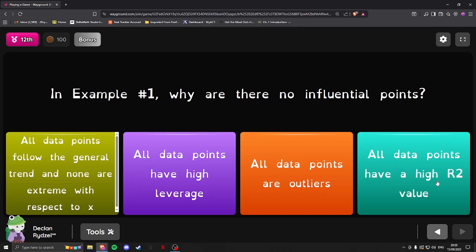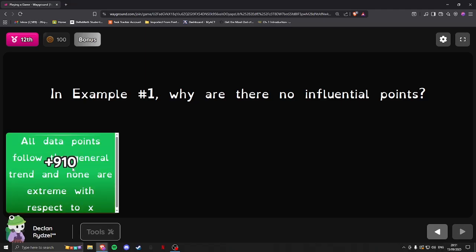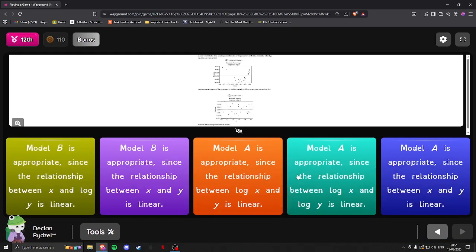All data points have a high R2 value. Not necessarily. It would generally be this one. All data points follow the general trend and none are extreme with respect to the X. Okay.